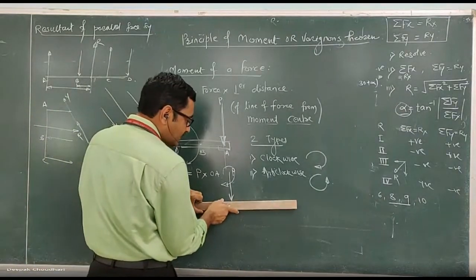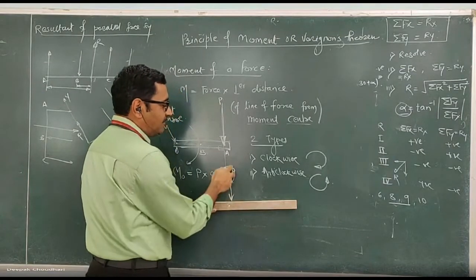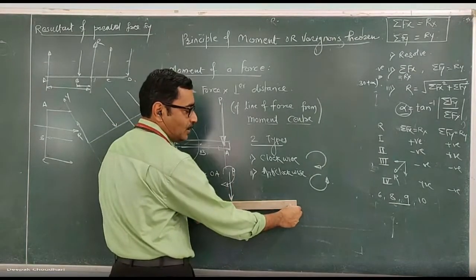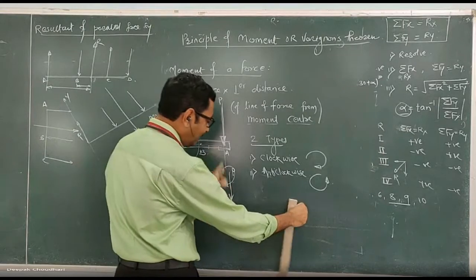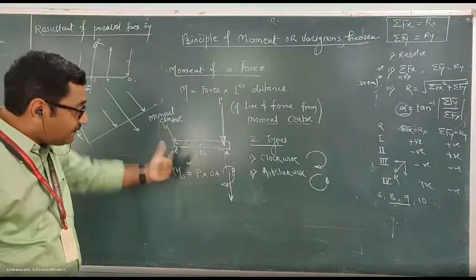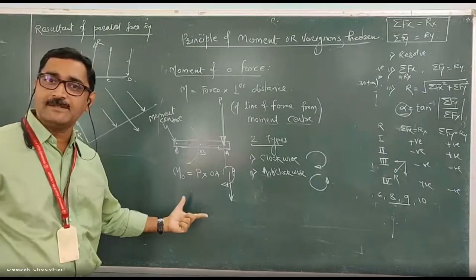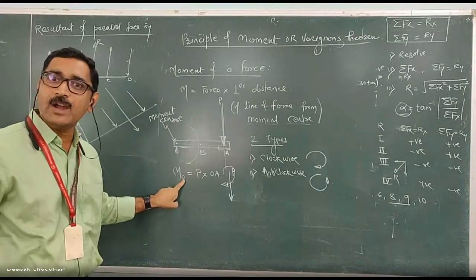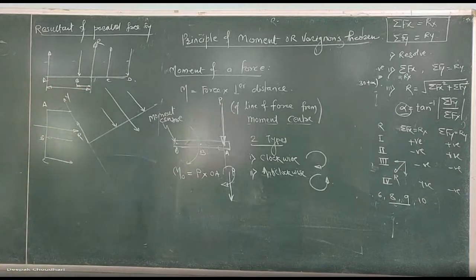Whereas same force, same body, but when I study the turning effect produced by this force on the body with respect to this other point, it produces the anti-clockwise moment. Clear? It means that the same force produces a different moment with respect to a different moment center, and that's why it is required to note down the moment center with respect to which point you are studying the turning effect.